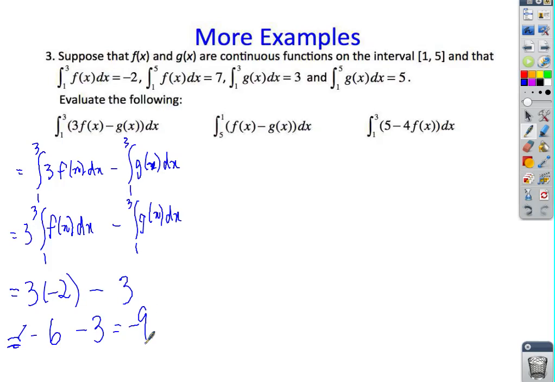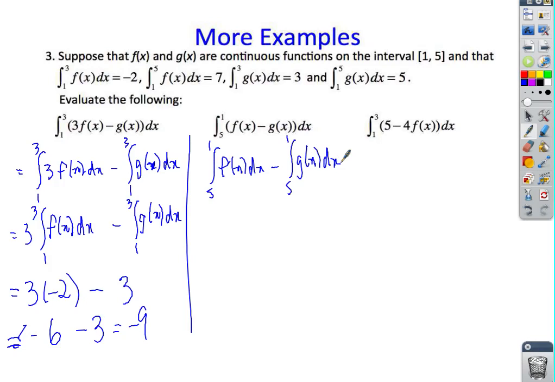I'll just do the other one, the second one here, just quickly. Again, break it apart. So go from 5 to 1, f of x dx minus integral 5 to 1 g of x dx. And now this is where the order of the boundaries comes in. In the givens above, the boundaries are in the order 1 to 5. That's the only information that we know, so we need to have our boundaries in the other order. And again, the property says if we flip the boundaries, we change the sign of the integral.